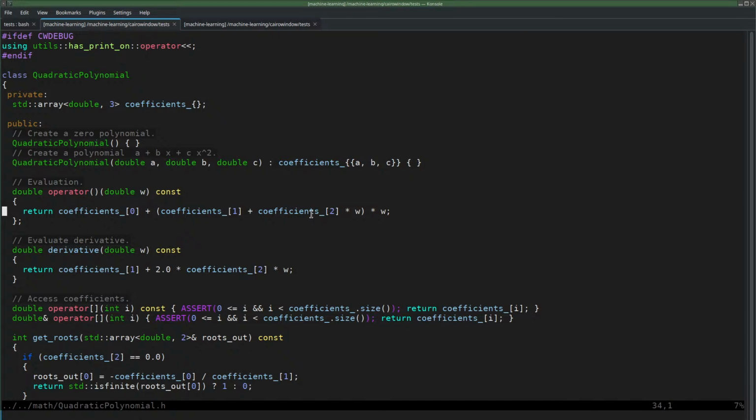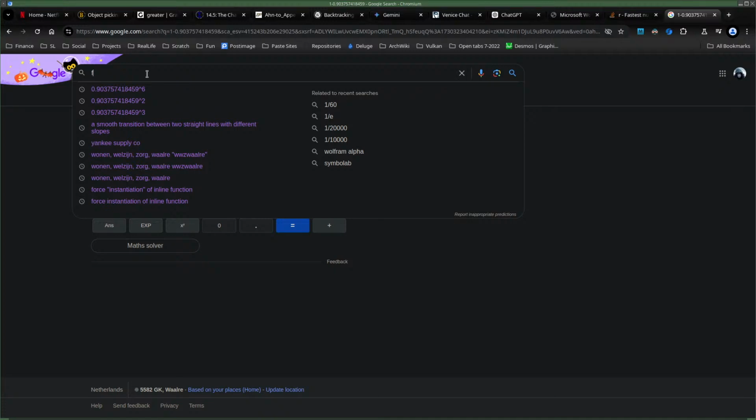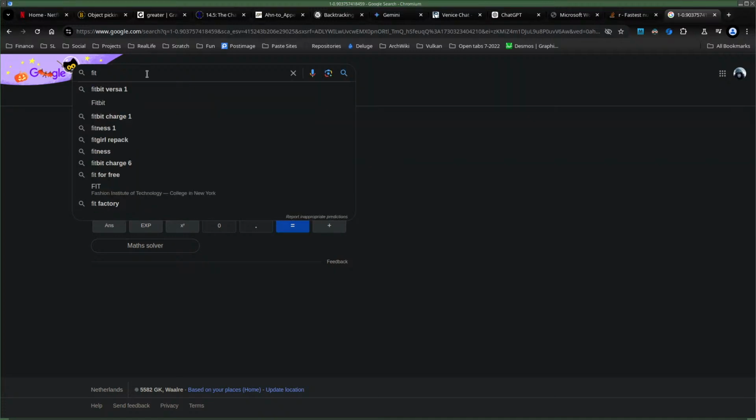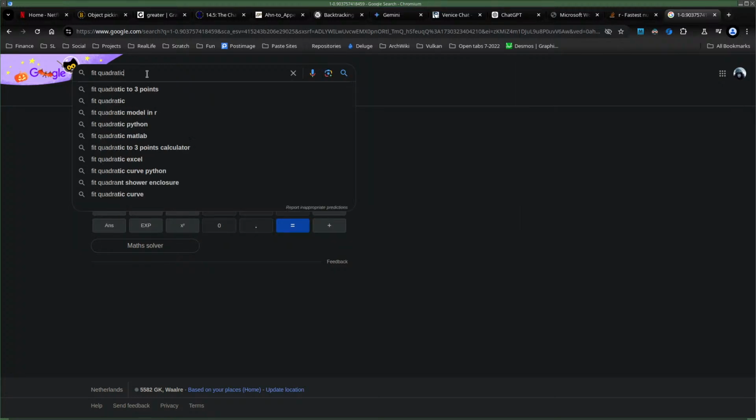So let's have a quick look at how I could, let's say, generate a quadratic polynomial from 3 points. Yeah, 3 points. Or rather, so fit quadratic. Why the hell is this so slow?